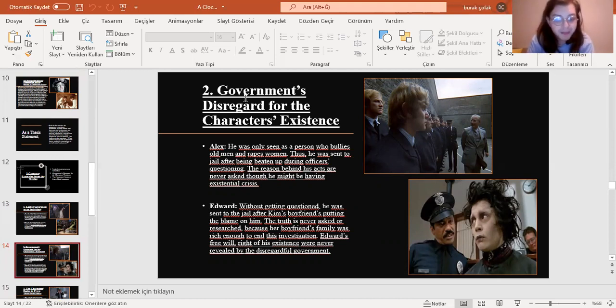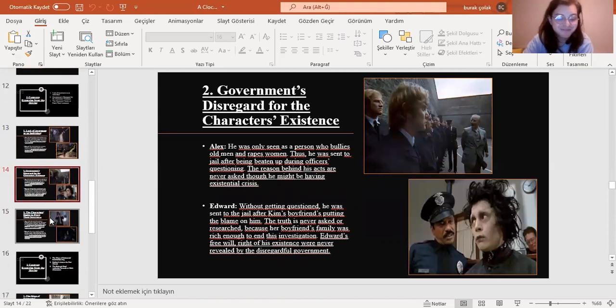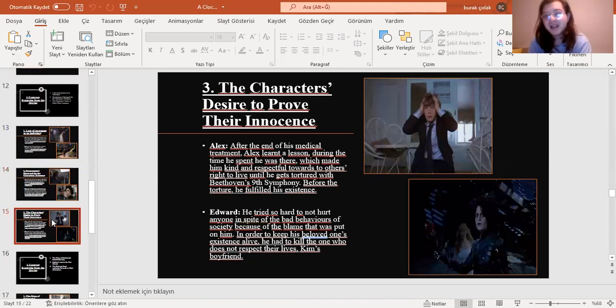So Edward's free will and the rights of his existence were never recognized by the disregardful government. I'm so sad, because nowadays things are not any different. The third fact: the character's desire to prove their innocence.